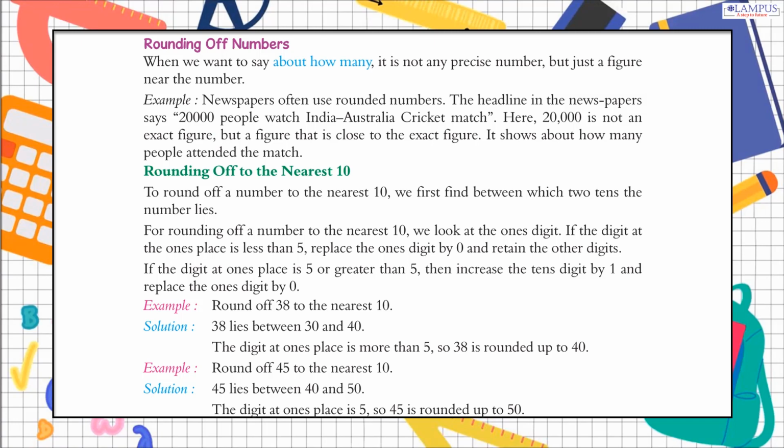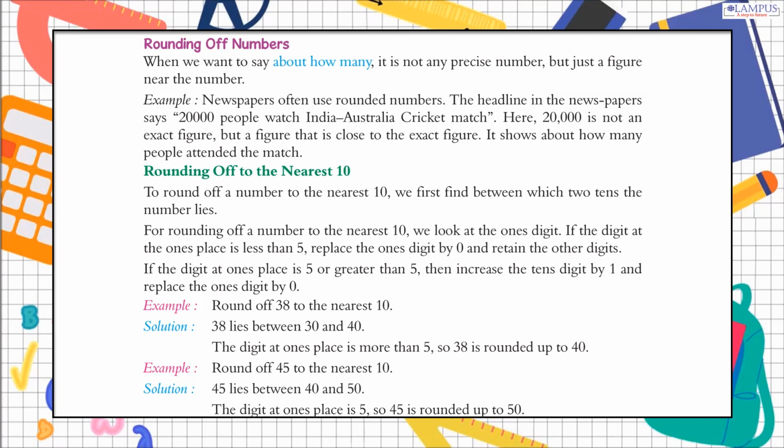Rounding off to the nearest 10. To round off a number to the nearest 10, we first find between which two tens the number lies. For rounding off a number to the nearest 10, we look at the ones digit. If the digit at the ones place is less than 5, replace the ones digit by 0 and retain the other digits. If the digit at ones place is 5 or greater than 5, then increase the tens digit by 1 and replace the ones digit by 0.